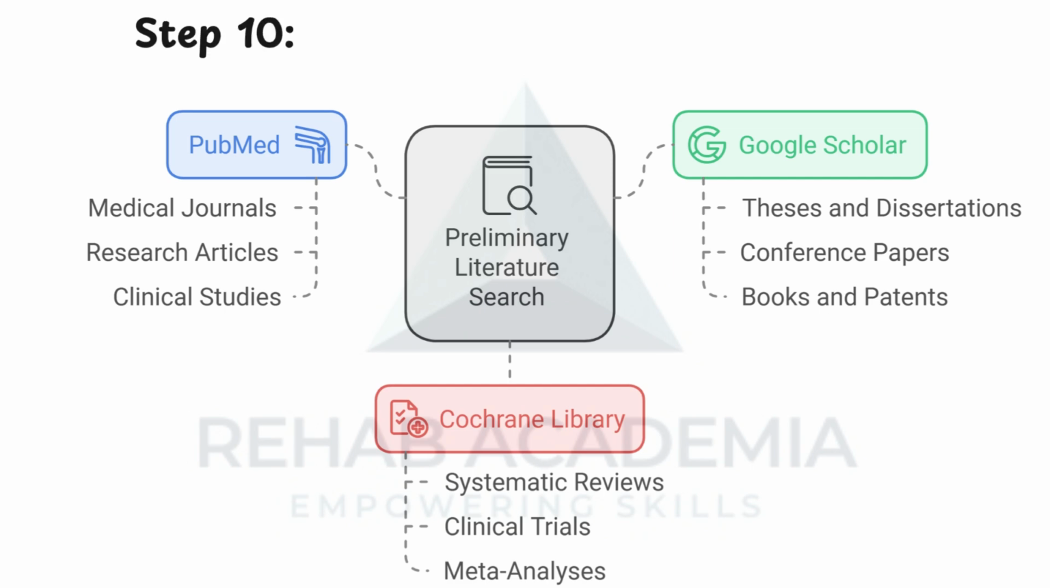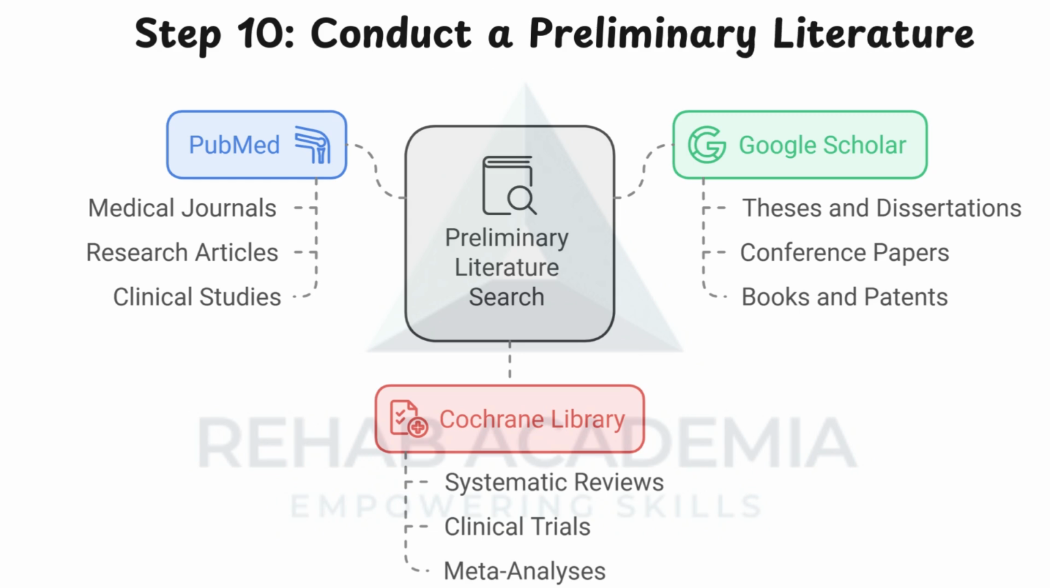Search academic databases like PubMed or Google Scholar to ensure your research question hasn't been extensively covered already. Use keywords such as upper limb rehabilitation in stroke or robot-assisted therapy. This step ensures you're contributing something new and valuable.